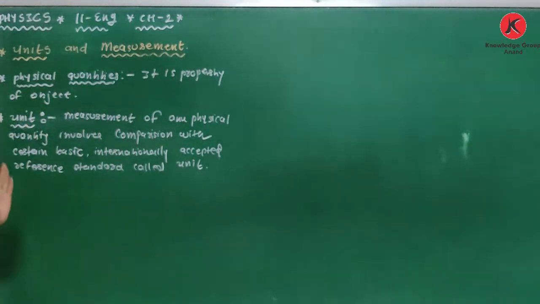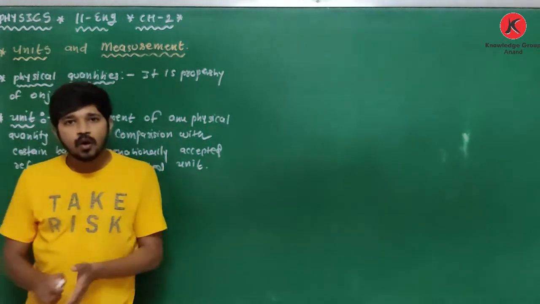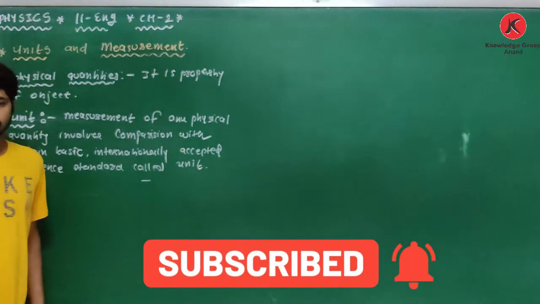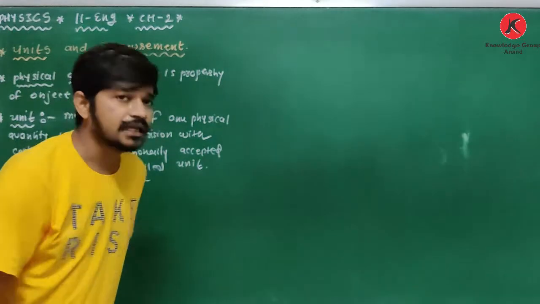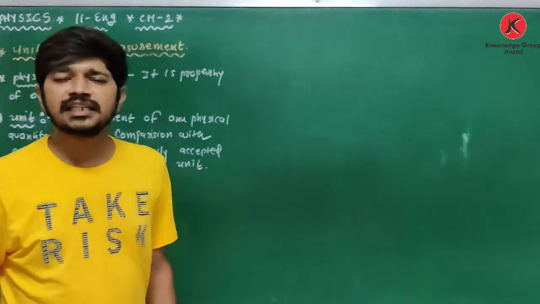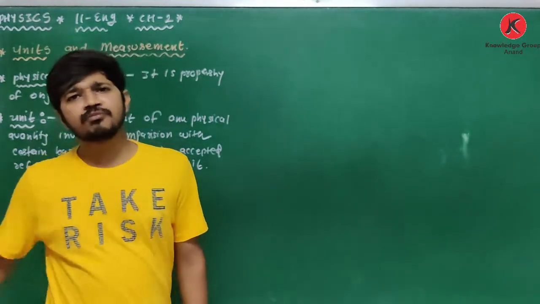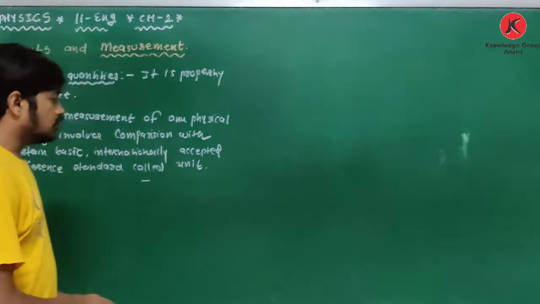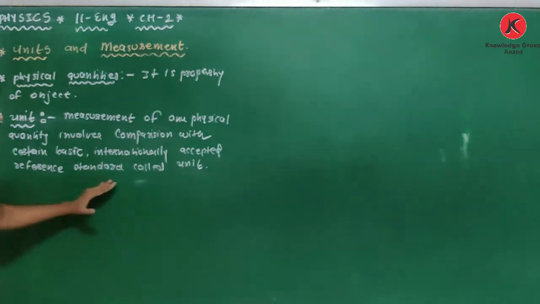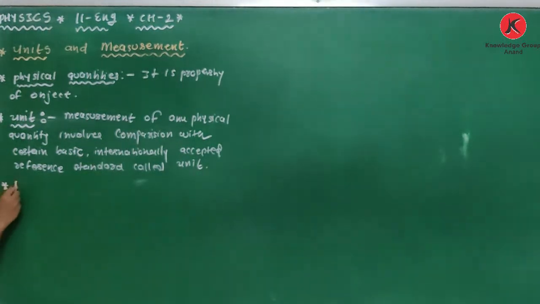Internationally accepted reference standard means if in India 1 centimeter means this distance, then in any country 1 centimeter means this distance. That is the meaning of internationally accepted. If in India the unit of length is meter, then in any country in the world the unit of length is meter. So that is the definition of unit: measurement of any physical quantity involves comparison with a certain basic internationally accepted reference standard called a unit. Now, how to write any physical quantity?